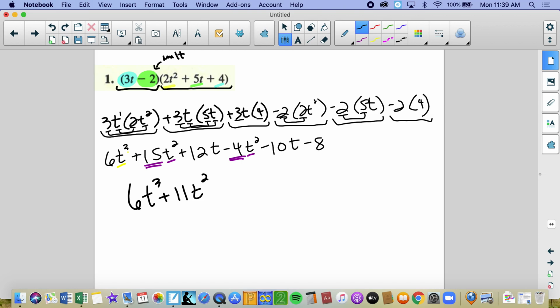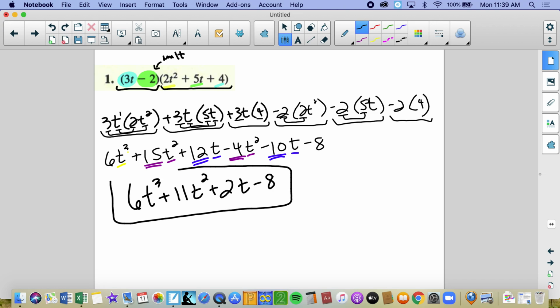And now we move on to the next one. We see we have t to the first. So we're going to take their coefficients, 12 and -10, which makes +2t, and then -8 doesn't have a like term. So that would be your solution. 6t to the third plus 11t squared plus 2t minus 8. And this needs to be in standard form, meaning descending order, and if they tie with the variable, we put them in descending order with the largest exponent first. And so we see we have t to the third, t to the second, t to the first, and then no variable, a constant. Your answer must be exactly like that.